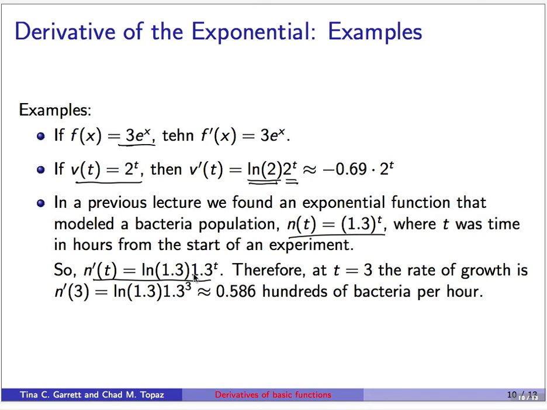So for example, at time 3, at 3 hours past the start of the experiment, the rate of growth, which would be n prime of 3, so now we're just plugging in 3 for t, is going to be log of 1.3 times 1.3 cubed, and that's about 0.586. And in the model that we talked about before, this was in hundreds of bacteria, so when you think about the units, that would be hundreds of bacteria per hour because it's a derivative. It's a rate of change.